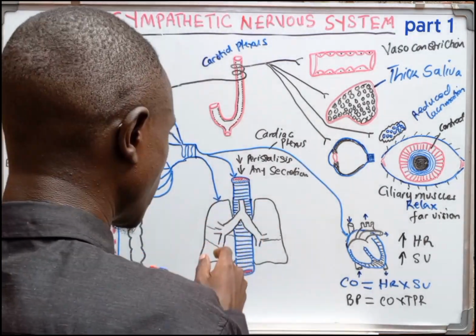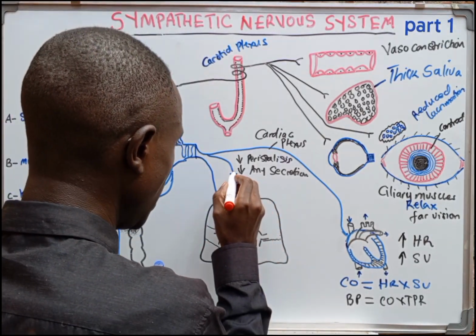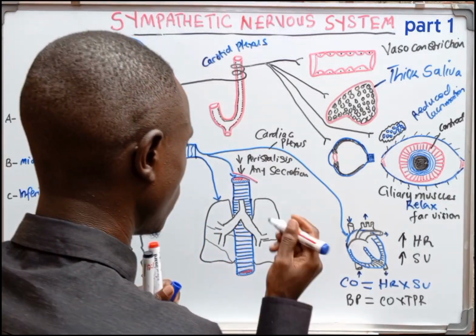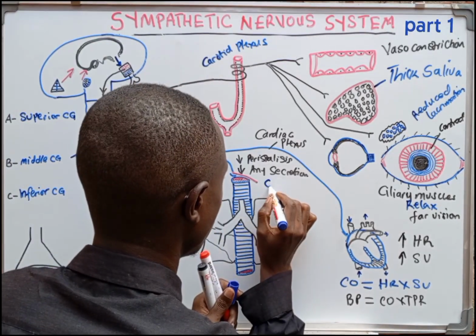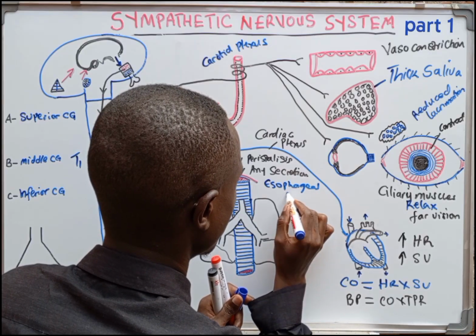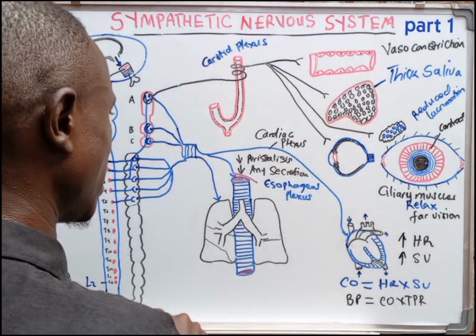So how do we call these fibers which are going to be causing this effect on the esophagus? This is going to be the esophageal plexus. This is another beautiful thing.